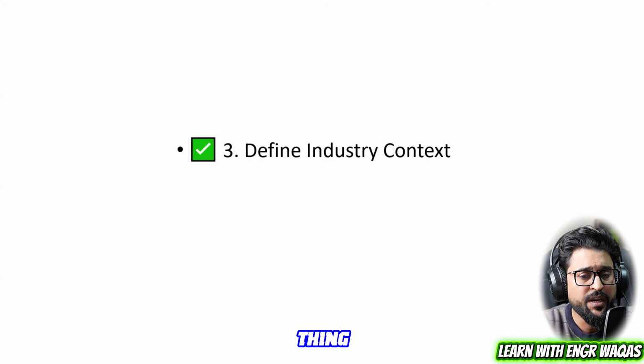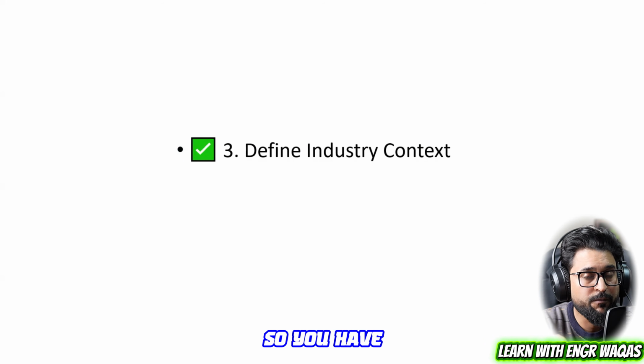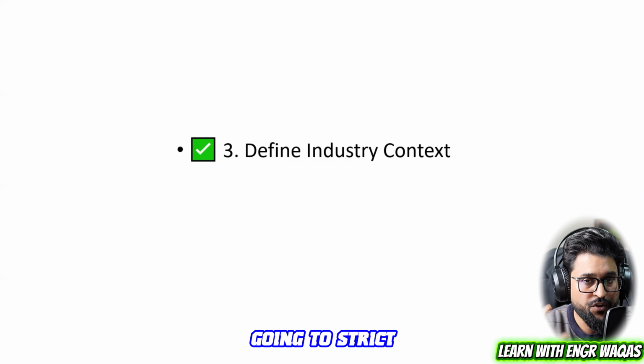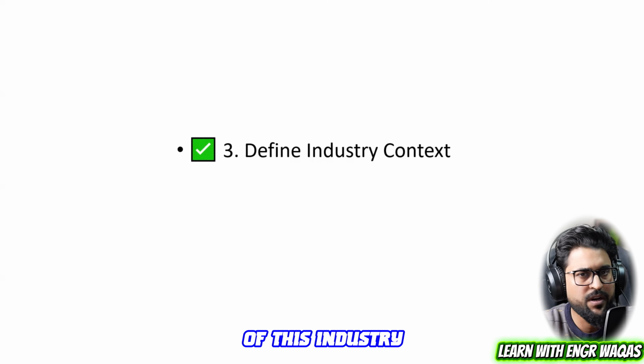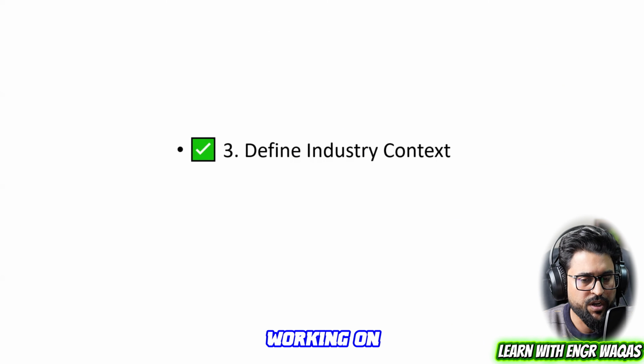The third very important thing is to define the industry. I have told you that I'm going to take an example of a pipeline construction project. So you have to mention in the prompt that you are going to consider data as per the oil and gas or construction project within the pipeline industry. That will restrict ChatGPT to only gather data from this industry, like pipeline, infrastructure, or any other project you are working on.